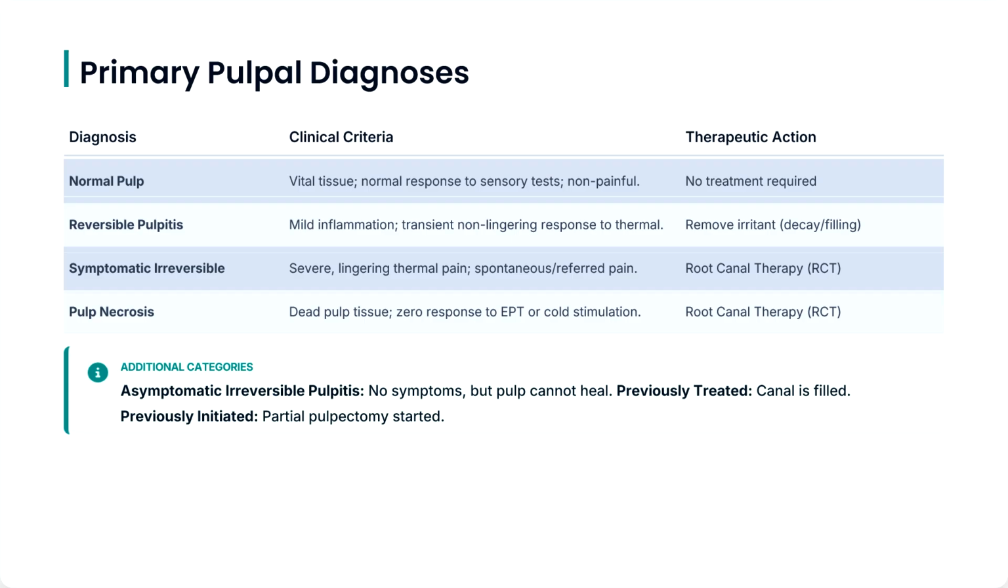So okay, these are your primary pulpal diagnoses. You'll need to know what these are. You'll impress a doctor if you can say, oh, I think it's normal. Oh, I think it's reversible pulpitis. I think it's symptomatic irreversible, and then pulp necrosis.